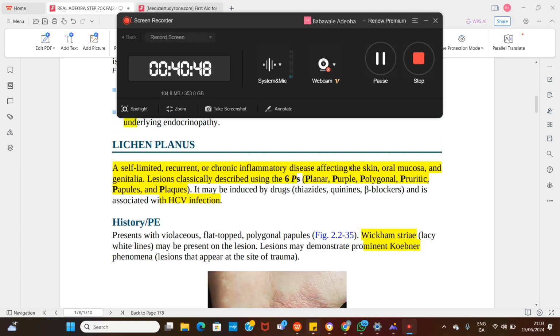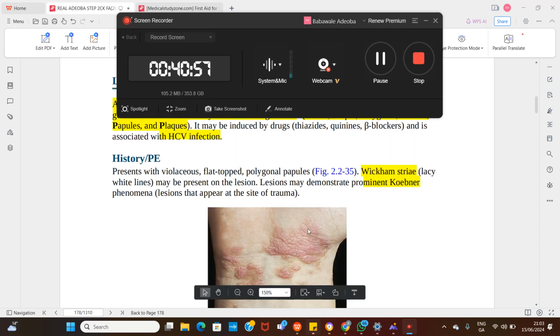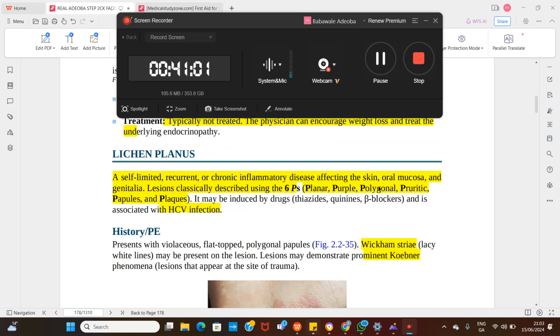But this purple color is very prominent when you are looking at black skin. If you are looking at white skin, it might not really have that purplish appearance per se. They're polygonal in shape, well-defined polygonal shape. They are pruritic, and they are papules and plaques. So, papulosquamous, just like psoriasis. So you have papules, you have plaques. They are pruritic, they are polygonal, they are planar, they have a flat top, and they are purplish in color.